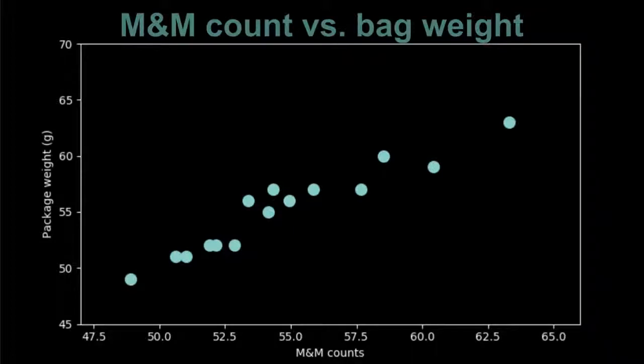Because this appears so linear, let's fit a straight line model to it. The equation of a line is the y value is equal to the x value times the slope plus the y-intercept. For this data, x is the M&M count and y is the bag weight. The slope and the intercept are now our 2 parameters, our 2 dials that we get to adjust to improve the fit of our model.